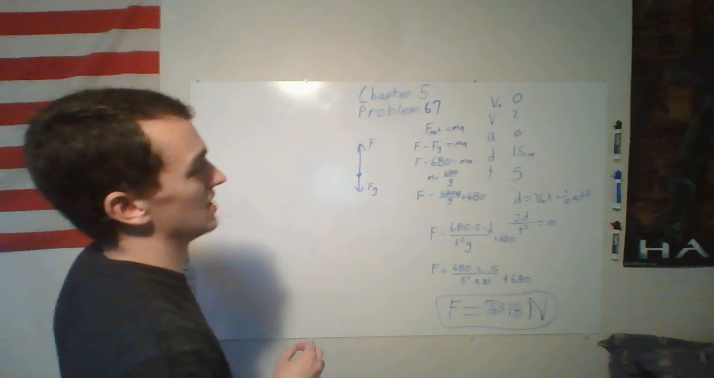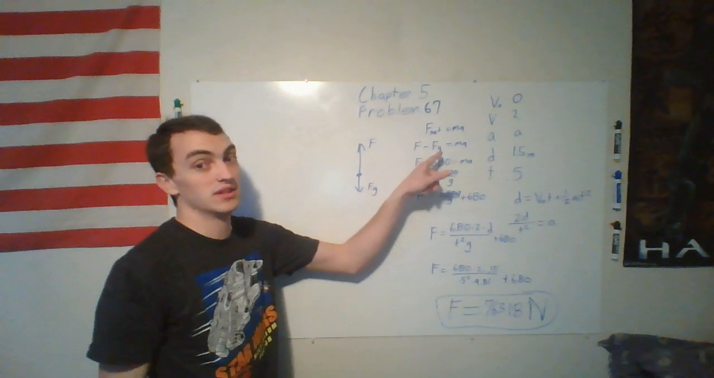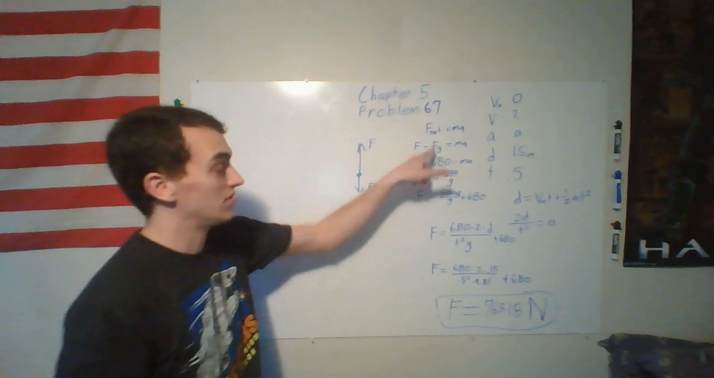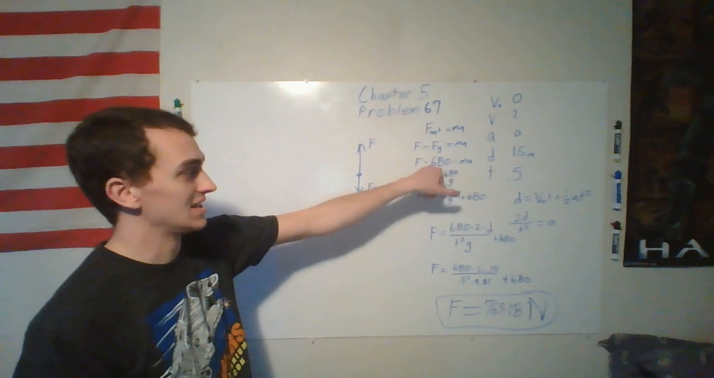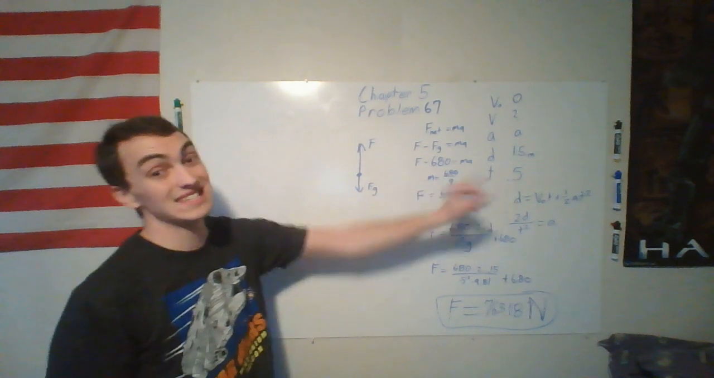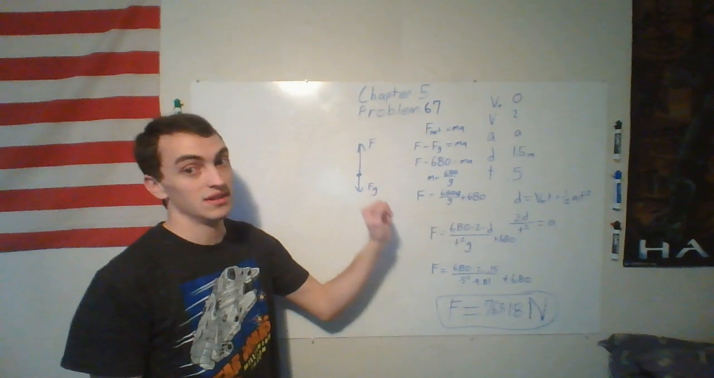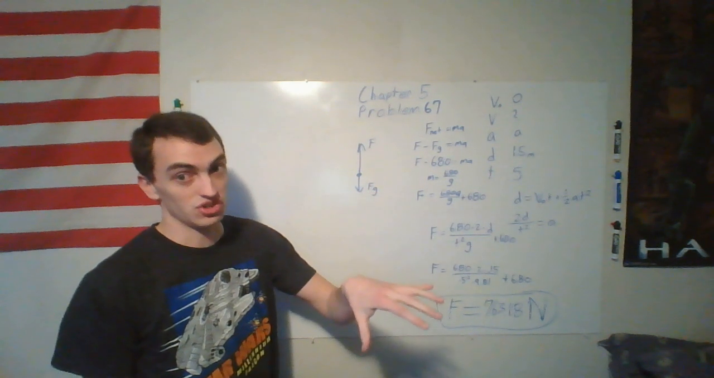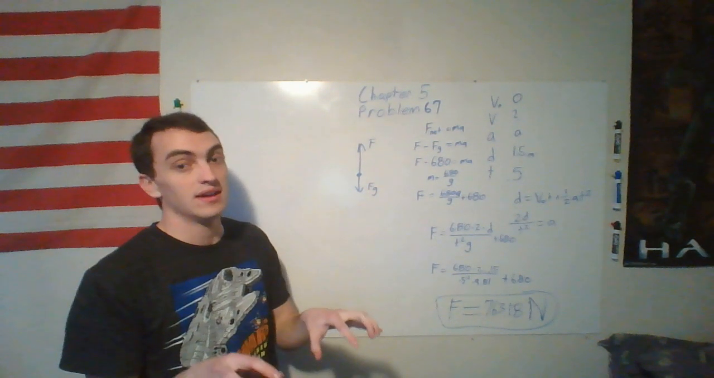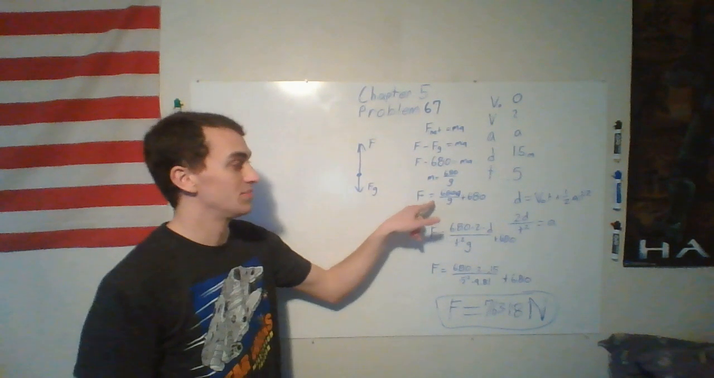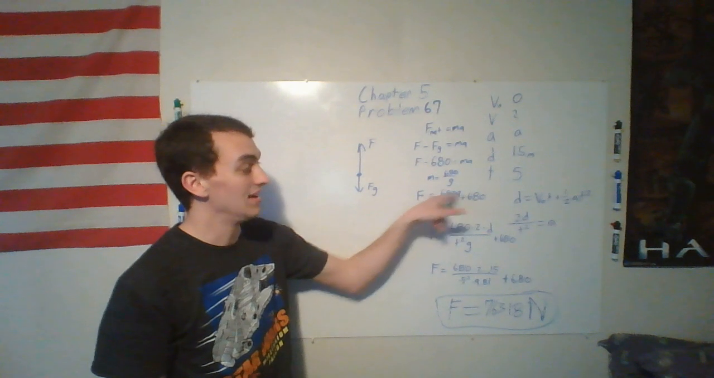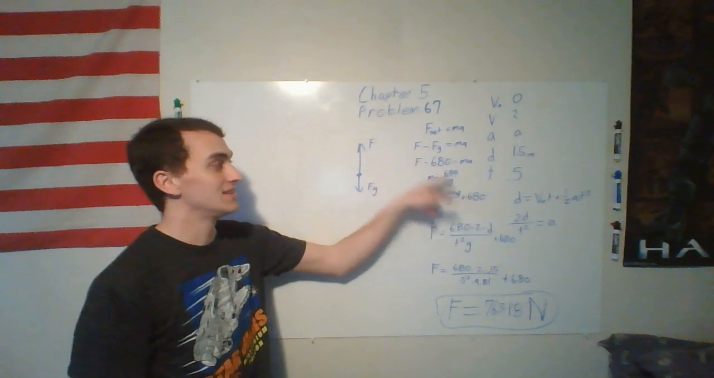So F net equals ma. So big force minus force of gravity equals mass times acceleration. Well, the force of gravity is his weight, which is 680. His mass is going to be 680 over g, because mass times the acceleration of gravity equals your weight. So weight divided by gravity equals your mass. So force is going to be equal to 680 times a divided by g plus 680.